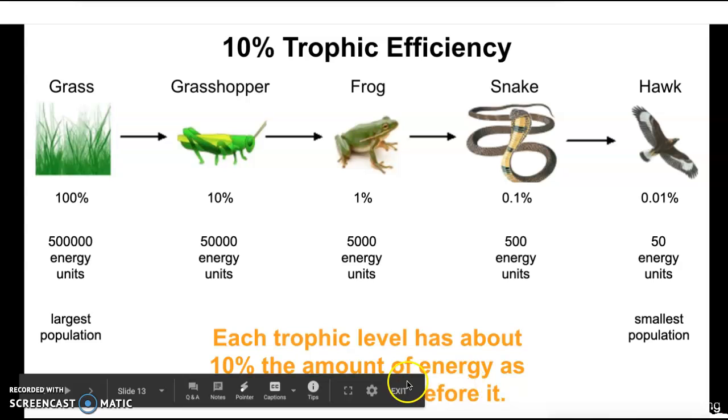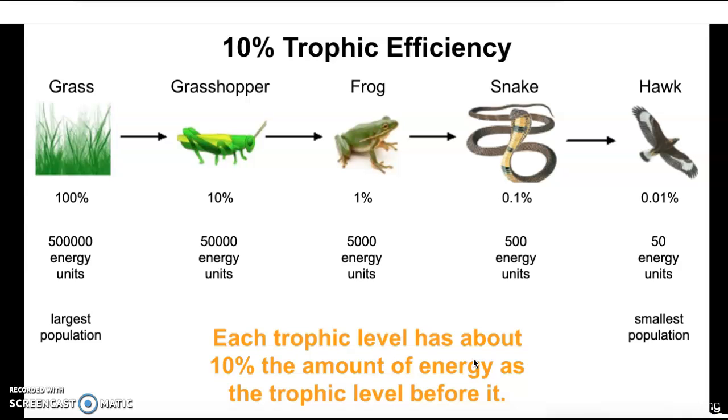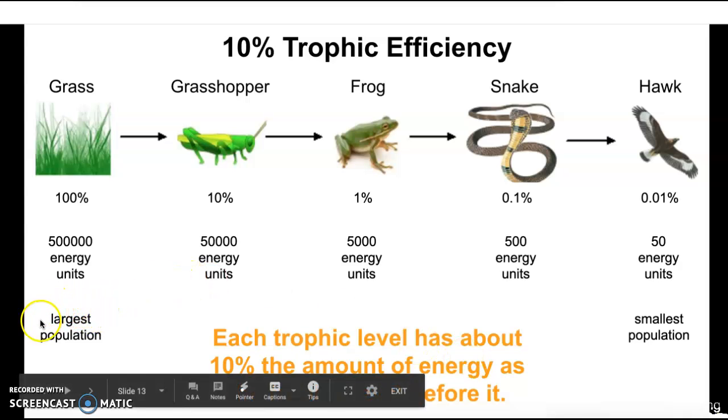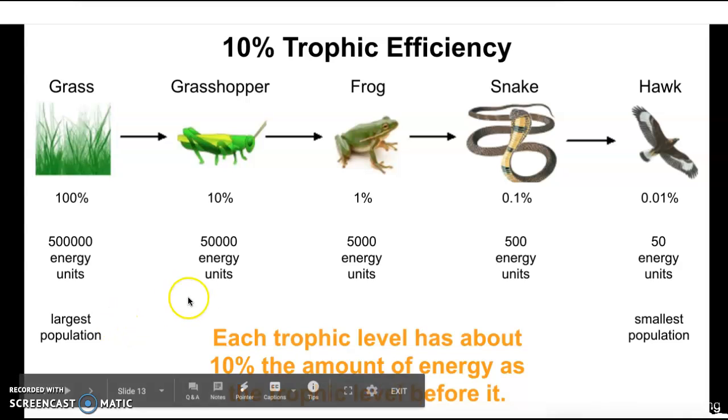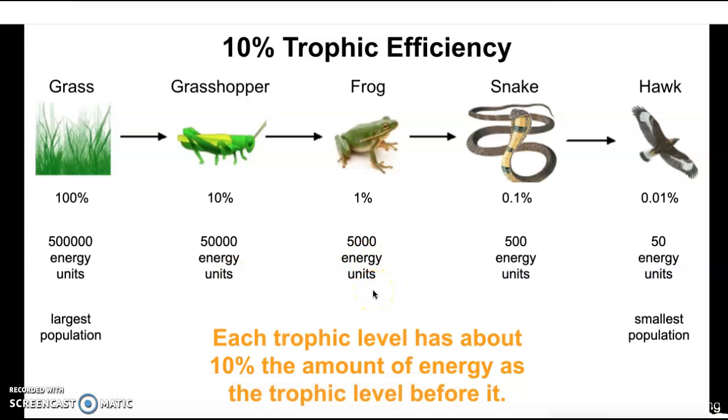So because of this 10% trophic efficiency rule, this means that there's going to be a huge population of grass. If you count how many grasses there are in an ecosystem, millions and millions of grasses. So they're going to have the largest population because they have the most energy. And there's going to be a lot of grasshoppers in the ecosystem, but not nearly as many grasshoppers as there are blades of grass. And then frogs, there may be a lot of frogs, but less than the number of grasshoppers. I'll go all the way to the end here.